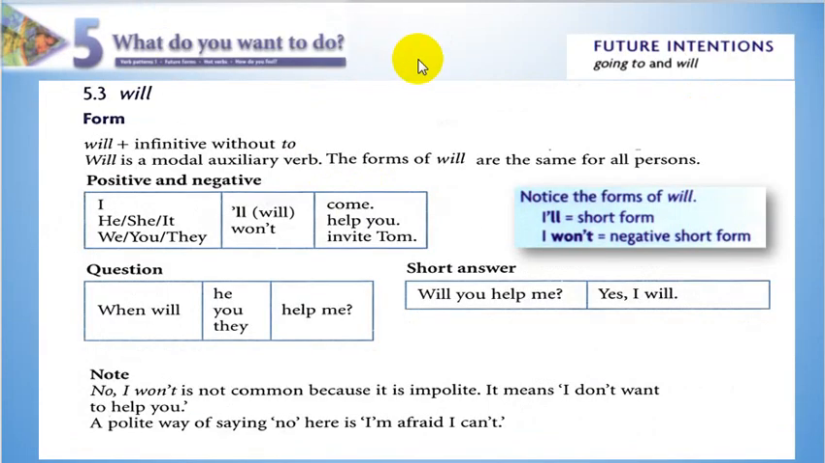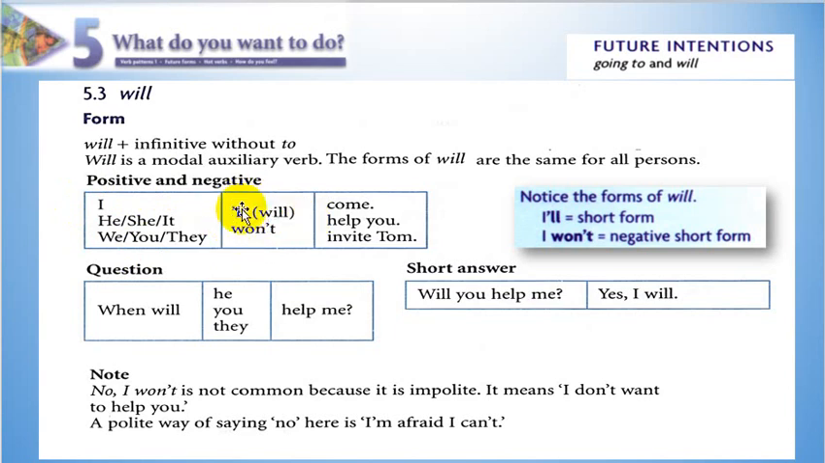Now, future intentions using going to and will. On 5.3, how to form a sentence with will. Will plus infinitive without to. Will is a modal auxiliary verb. The forms of will are the same for all persons, for all subject pronouns. Now let's see the formula. In positive sentences and negative sentences, the subjects I, he, she, it, we, you, they, with the auxiliary verb will.